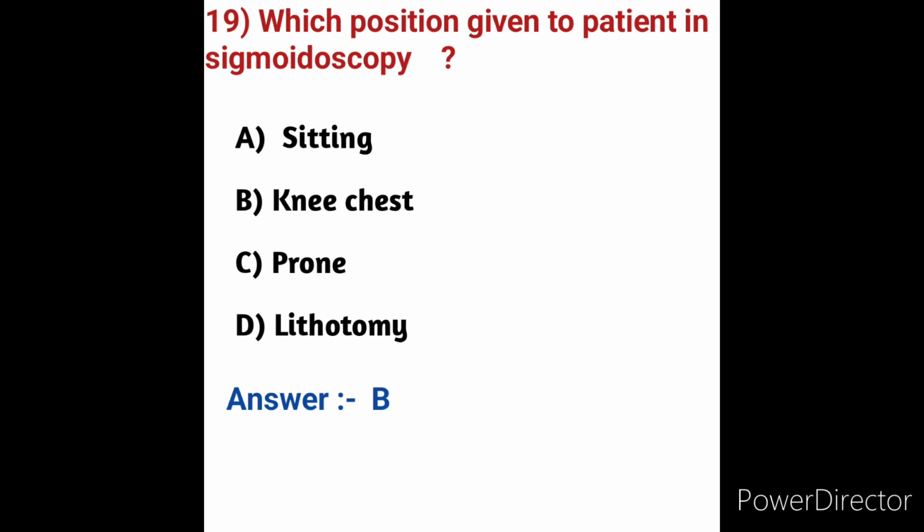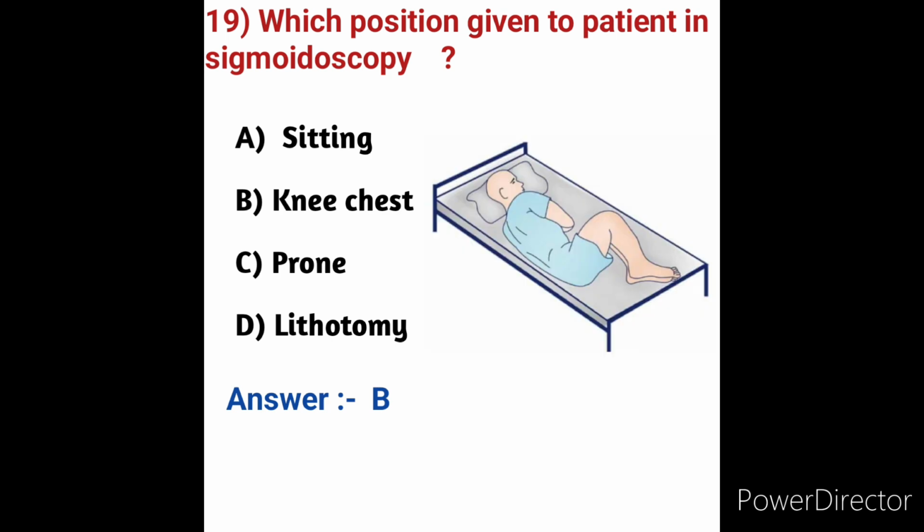But here we have to know what sigmoidoscopy is. Sigmoidoscopy is a minimally invasive medical examination of the large intestine from the rectum through the near part of the colon, the sigmoid colon. There are two types: flexible sigmoidoscopy and rigid sigmoidoscopy. The position given to the patient during the procedure is the knee chest position. We can see the knee chest position in this picture. Option B is the correct answer.